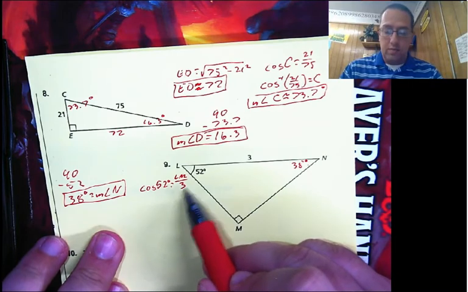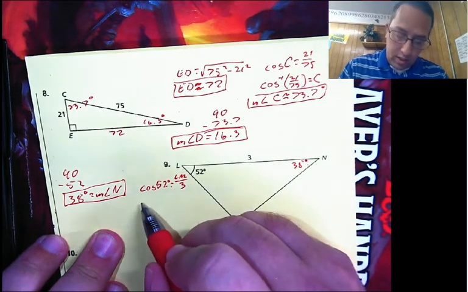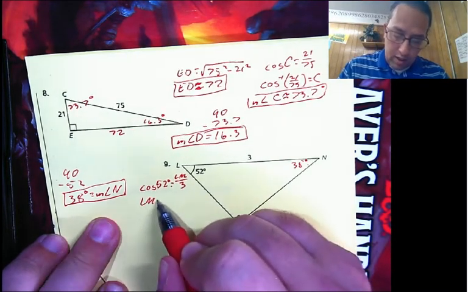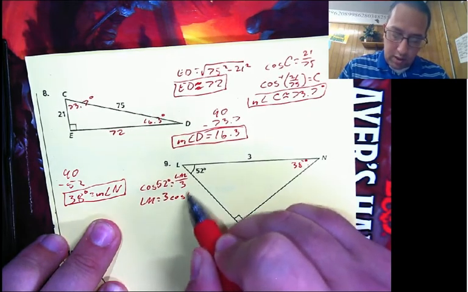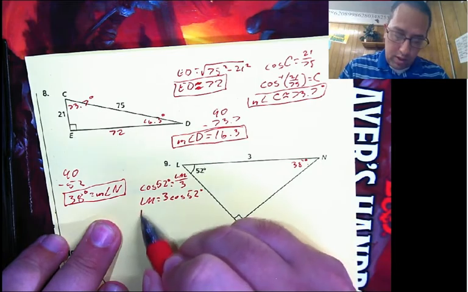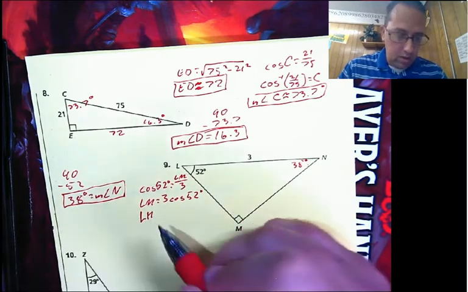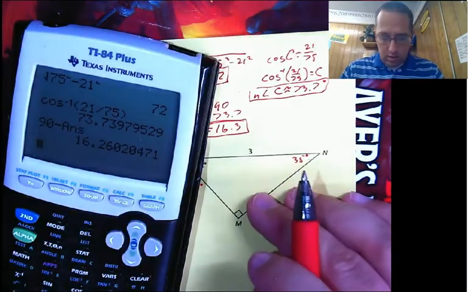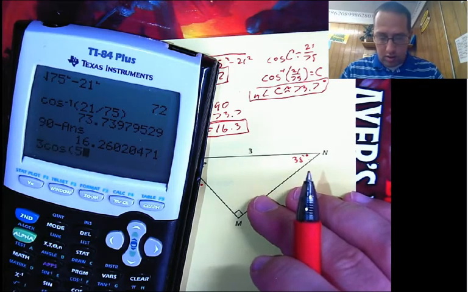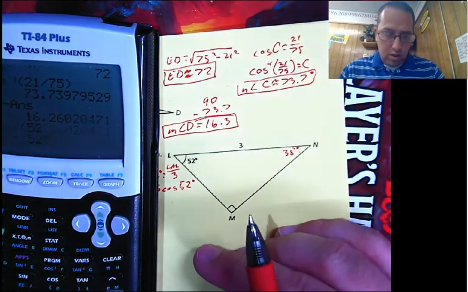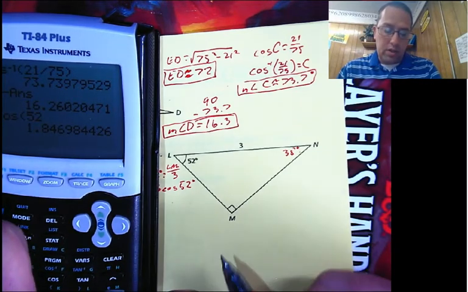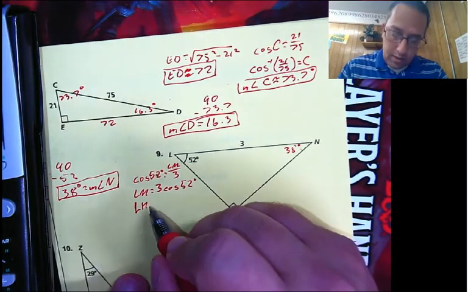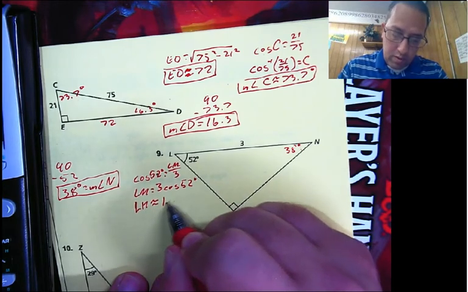Since the known information is on the bottom, we're going to multiply this. And so LM is equal to 3 times the cosine of 52 degrees, which means LM, let's find out, 3 cosine 52 is 1.84, which to the nearest tenth would be 1.8. LM is approximately 1.8.